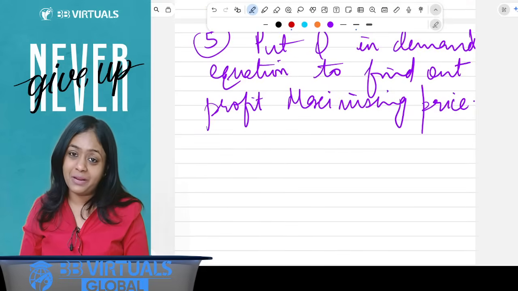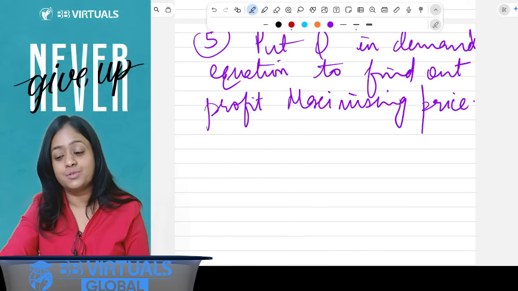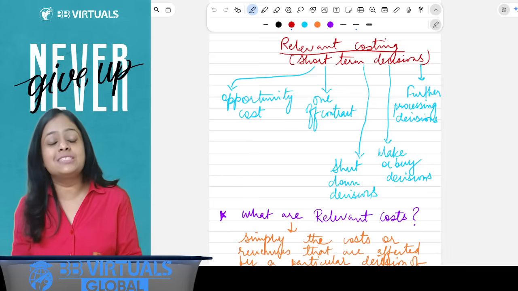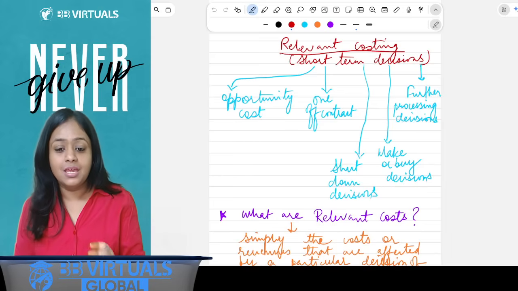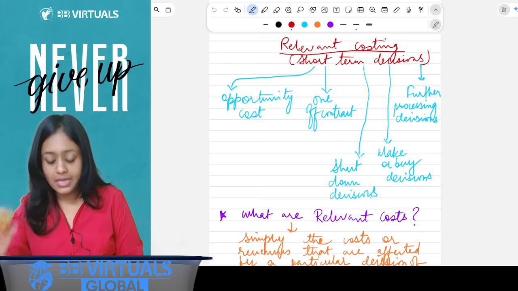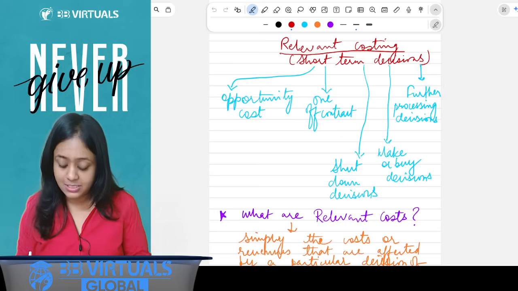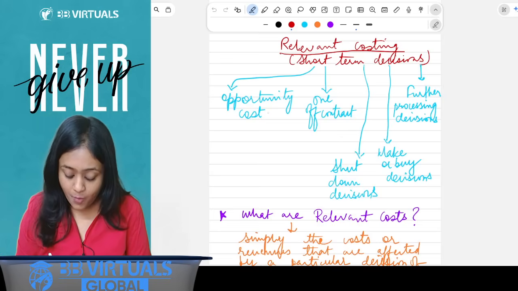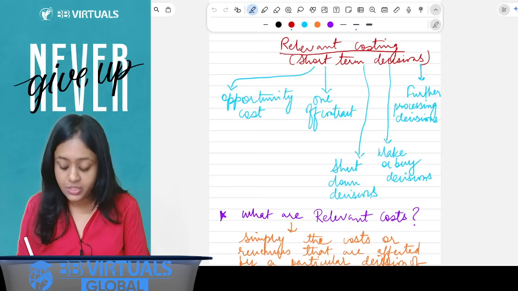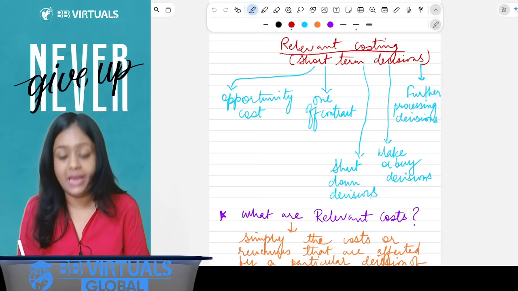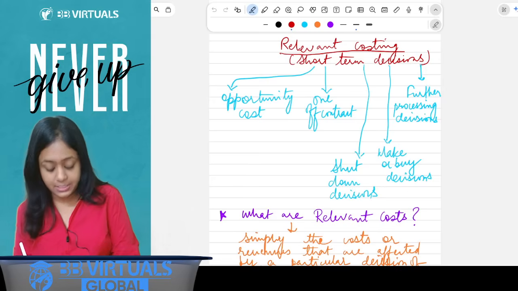So we are done with pricing. Now let's move on to the next one. Now let's discuss relevant costing, which we also call short-term decisions. The topics that we cover under relevant costing are opportunity cost, one-off contracts, shutdown decisions, make or buy decisions, and further processing decisions.